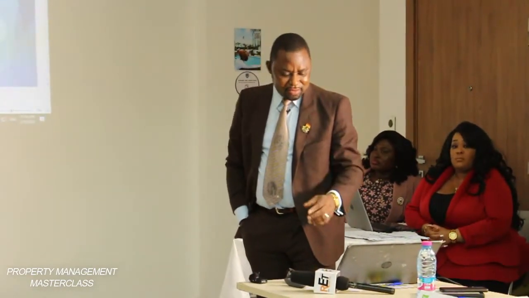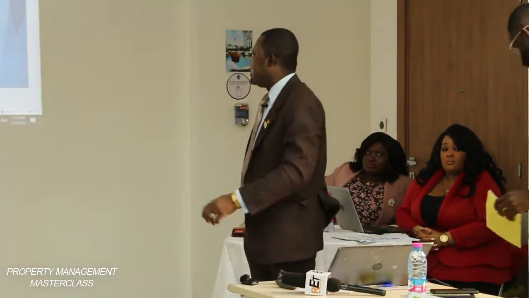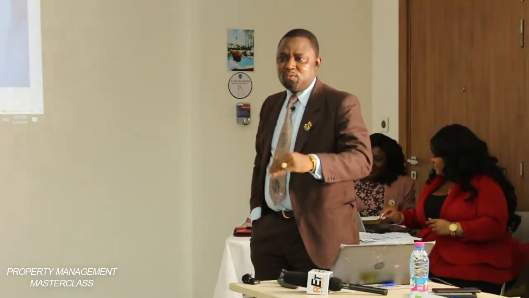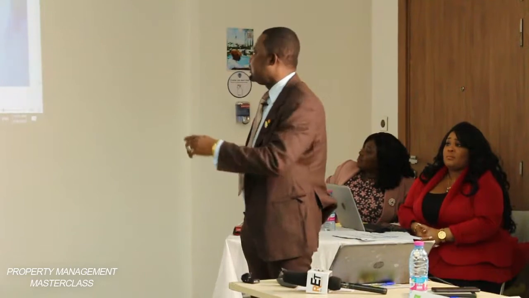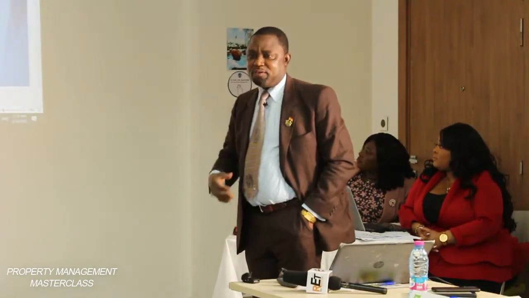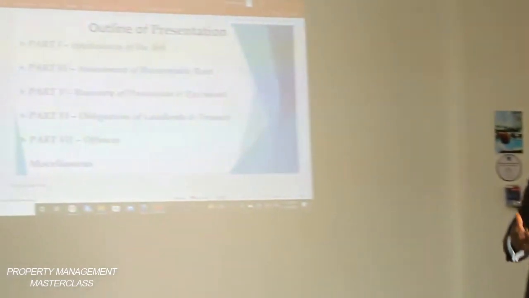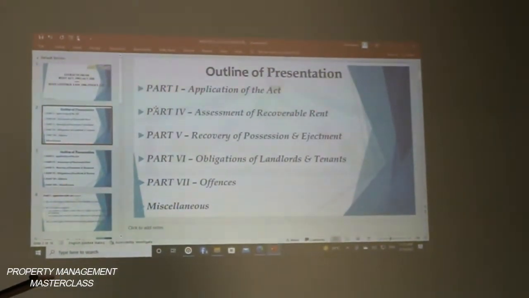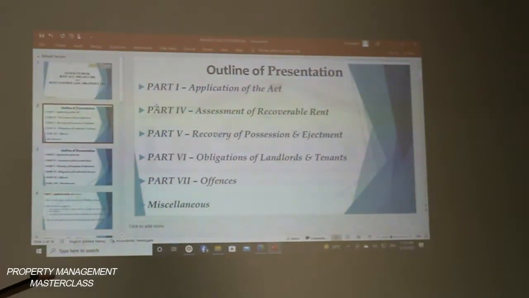Part 2 is basically about the functions of the rent officer, and part 3 is about the functions of the magistrate. Those may not be relevant in this aspect, but we will talk briefly about them. So first we'll look at the application of the act, which part of the industry this act applies to. And then we'll look at assessment of recoverable rent. That is the rent that you put on your properties. We'll also look at the process you have to follow when it comes to eviction or recovery of possession. If a tenant is owing you, do you go and collect his belongings and throw them away?